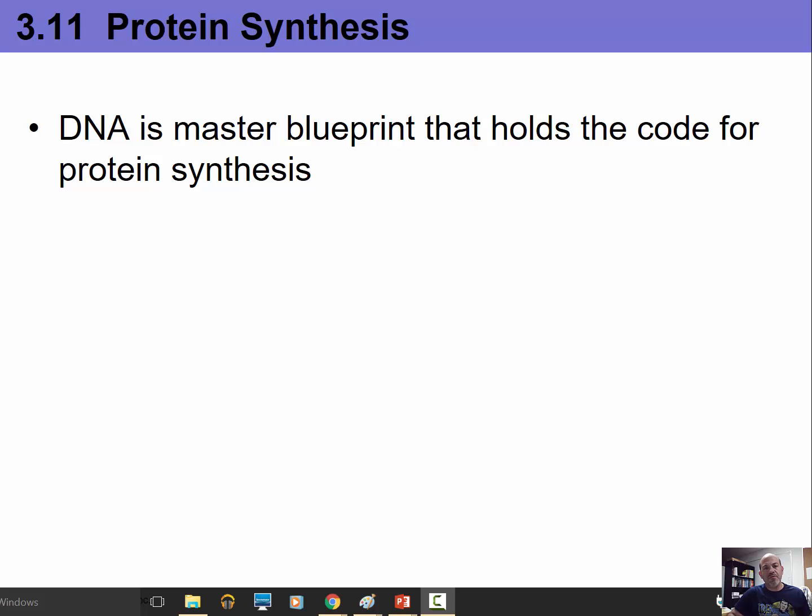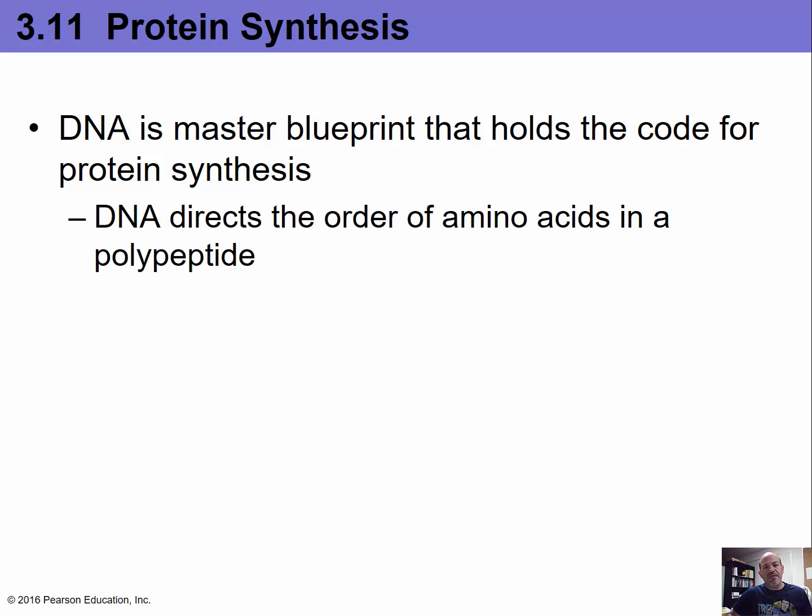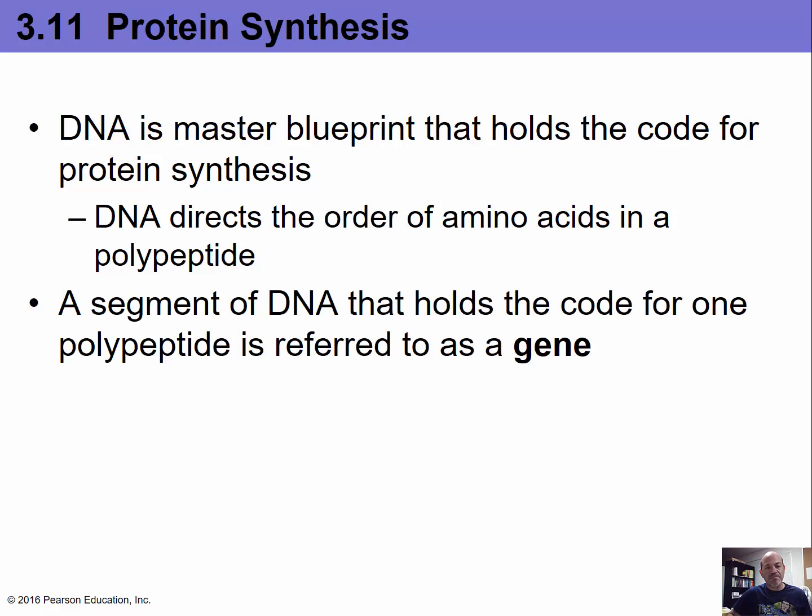Okay, so we're going to look at protein synthesis. To understand how proteins are made, we understand that DNA is the master blueprint that holds the code for protein synthesis. And DNA directs the order of the amino acids in the polypeptides. So the sequence of code in DNA provides information for producing the sequence of amino acids in the polypeptide.